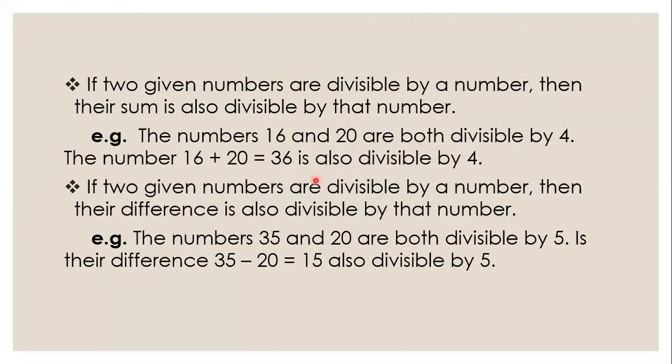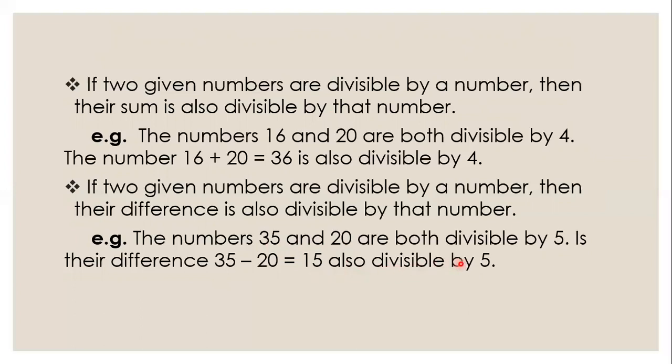In the same way, if two given numbers are divisible by a number, then their difference is also divisible by that number. Same case of 16 and 20, we will consider 16 and 20. What is the difference? The difference is 4. 4 is divisible by 4. Okay, now we will see another example. The numbers 35 and 20. Both 35 and 20 are divisible by 5. Now, what is the difference of 35 and 20? For getting the difference, we subtract the smaller number from the bigger number. 35 minus 20 is 15. And 15 is also divisible by 5.